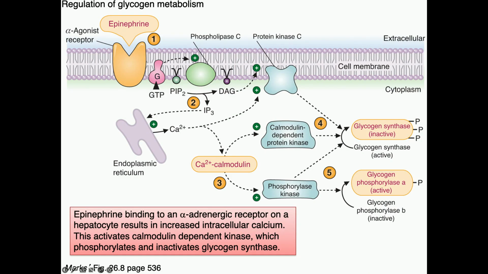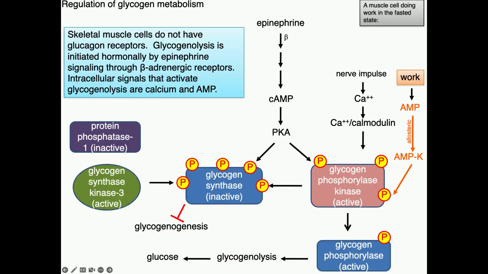There's a little bit of a different wrinkle in a muscle cell. I think this is, again, just the Marx version of the cartoon I had earlier, so I'll leave this for the moment. With a muscle cell, we don't have the glucagon receptor. There are insulin receptors in muscle cells, of course, but we don't have the glucagon receptor. So generally in a muscle cell, the glycogen metabolism is going to be less endocrine sensitive and more sensitive to intracellular energy demands.